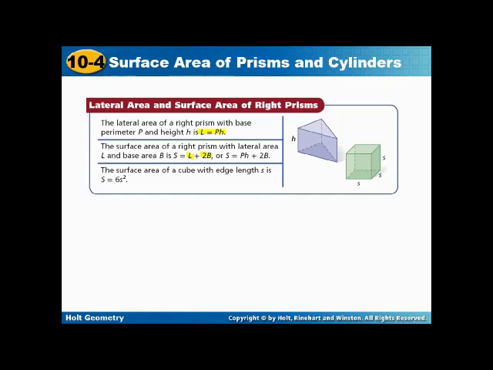Why 2B? Because we have two bases in each prism. We have a special case, of course, in the cube. The cube, the whole faces for the cube are the same. So simply the surface area, we can find it using 6s squared.